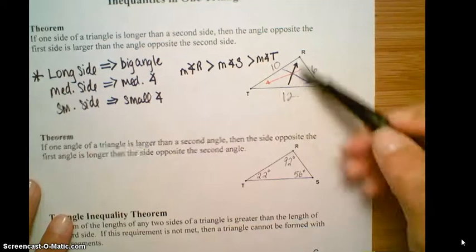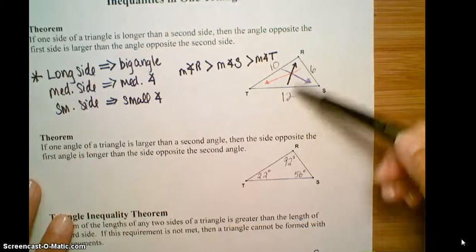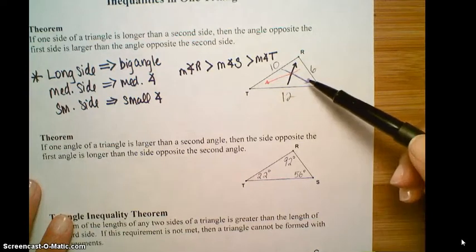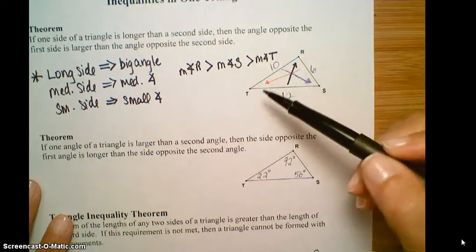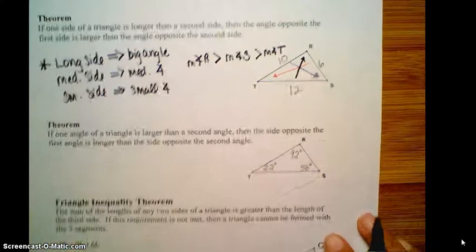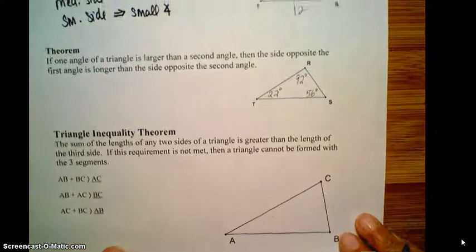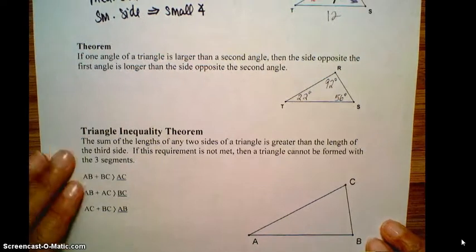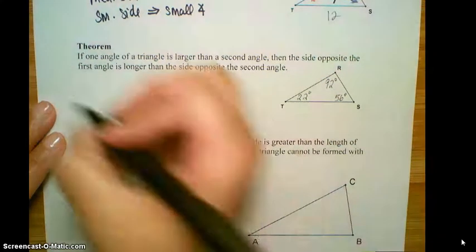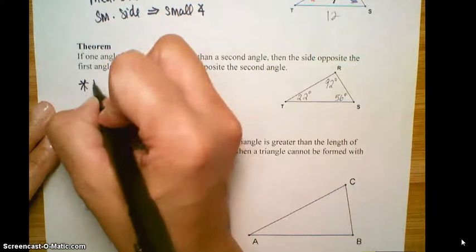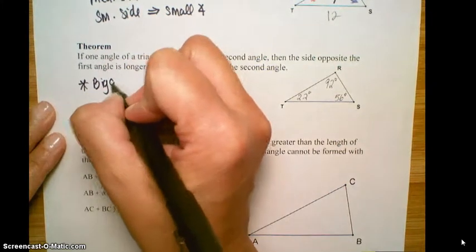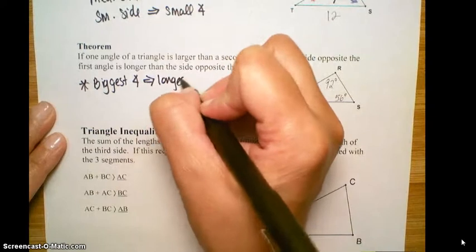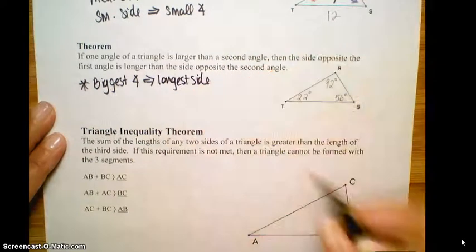Okay, so when you know the side lengths, longest side, opposite biggest angle, medium, opposite the one in the middle, smallest, opposite the smallest. The second theorem says if we know about the angle measurements and the order they go in, that will tell us about the sides. So again, as far as remembering, a big angle or biggest angle goes with longest side, etc., etc.